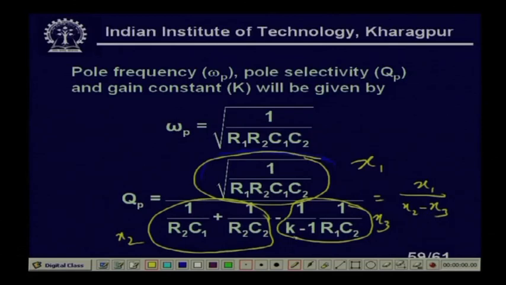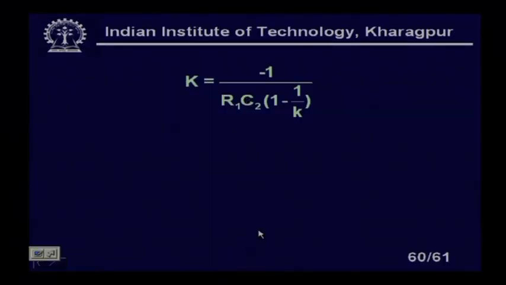So, I can do it by controlling the k. You see, I can make x2 very nearly equal to x3 by controlling k only, because these elements R1, R2, C1, C2 are already determined by this omega p. So, by controlling k I can make the selectivity very high. That is a great advantage of the single amplifier enhanced negative feedback topology, right. So, capital K, which is the gain constant, upon 1 minus R1 C2 minus 1 minus 1 by k.